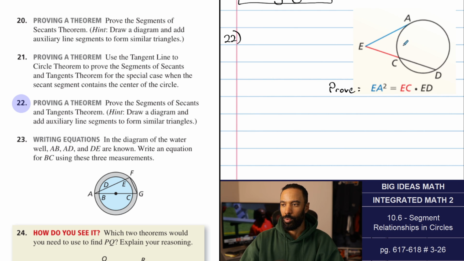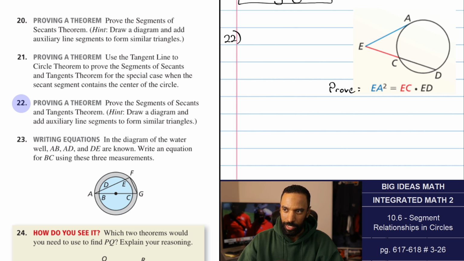All right, EA squared equals this. The auxiliary line, actually lines, that I want to draw for this one go like this. I'll do it in green so you can tell. From A to C and from A to D.